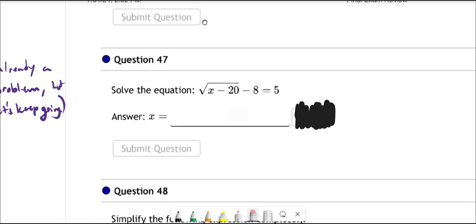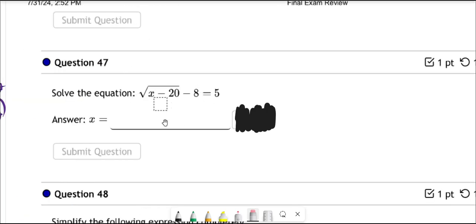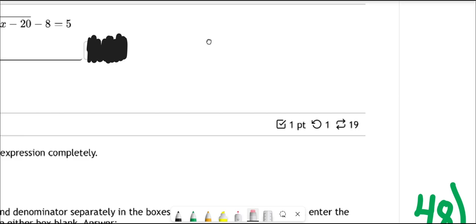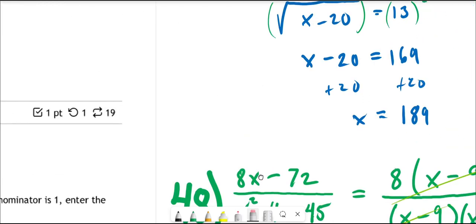On to 47. 47 is another square root problem. Let's see how this one goes. Notice, though, curiously, they don't have all that blah, blah, blah about no solutions persisting there. So let's look at that, okay?